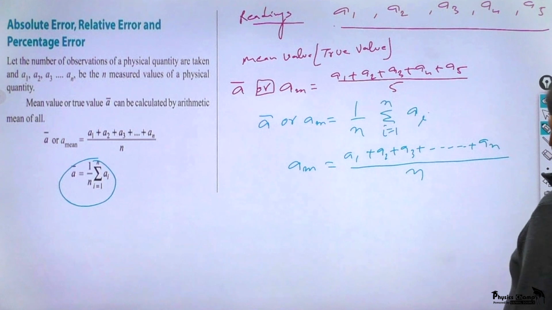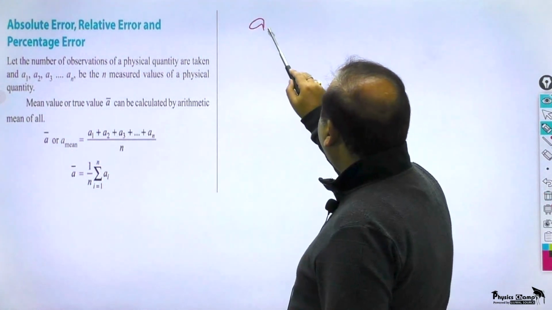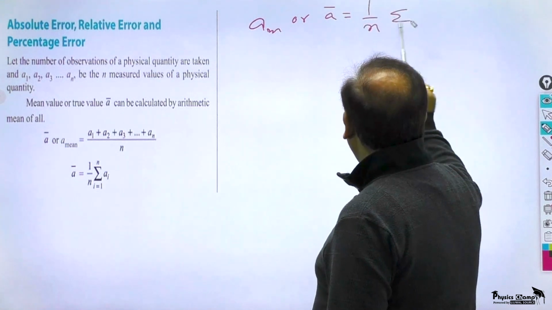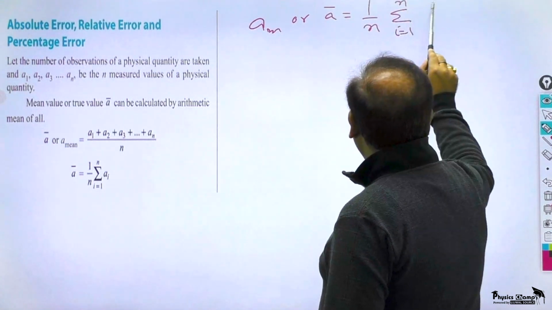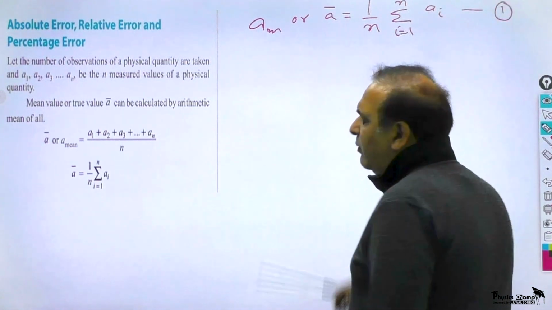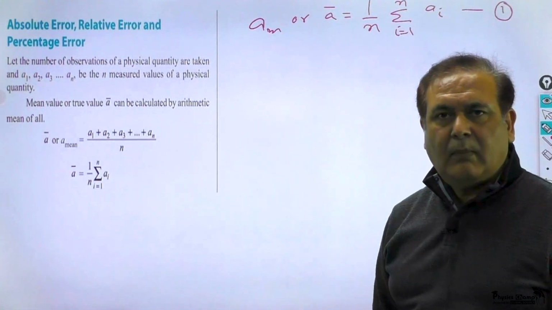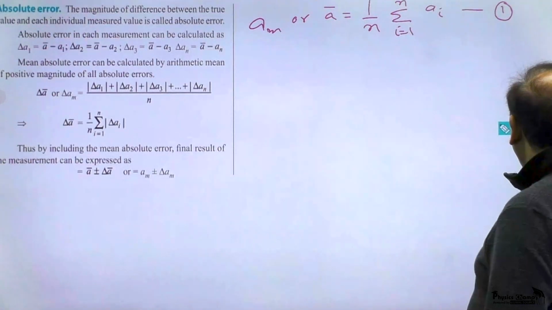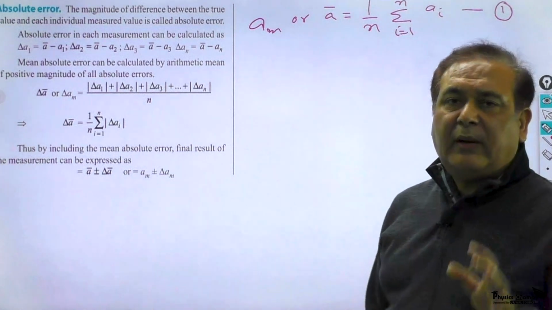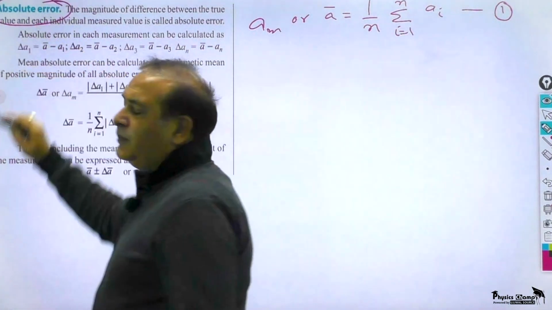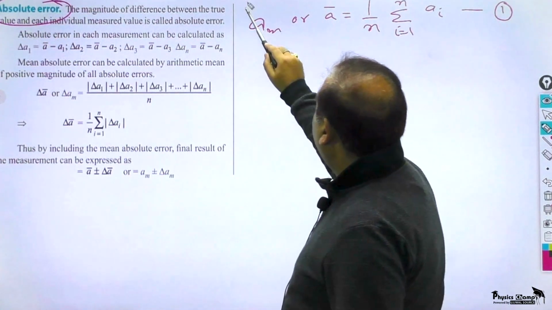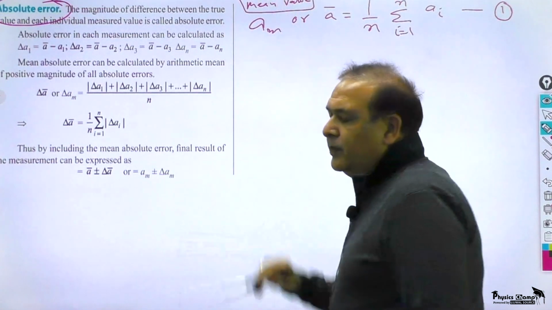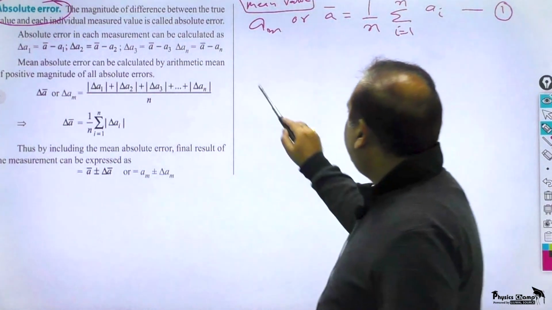So the first point I can say here is AM or A bar is 1 by n sigma i equals 1 to n of Ai. This is the general formula for the mean value. Now coming to the next, and that is mean absolute error. We learned the mean value, or the true value. Now error, absolute error.